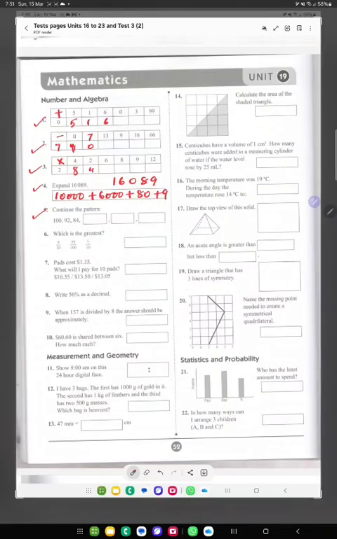Continue the pattern. I can see these numbers are going down by, it's take away 8 here, and 92 take away 8 is 84, so it's going down by 8. So 84 take away 8 is 76, 76 take away 8 should be 68, and 68 take away 8 is 60. All good. Then question 6, which is greatest.